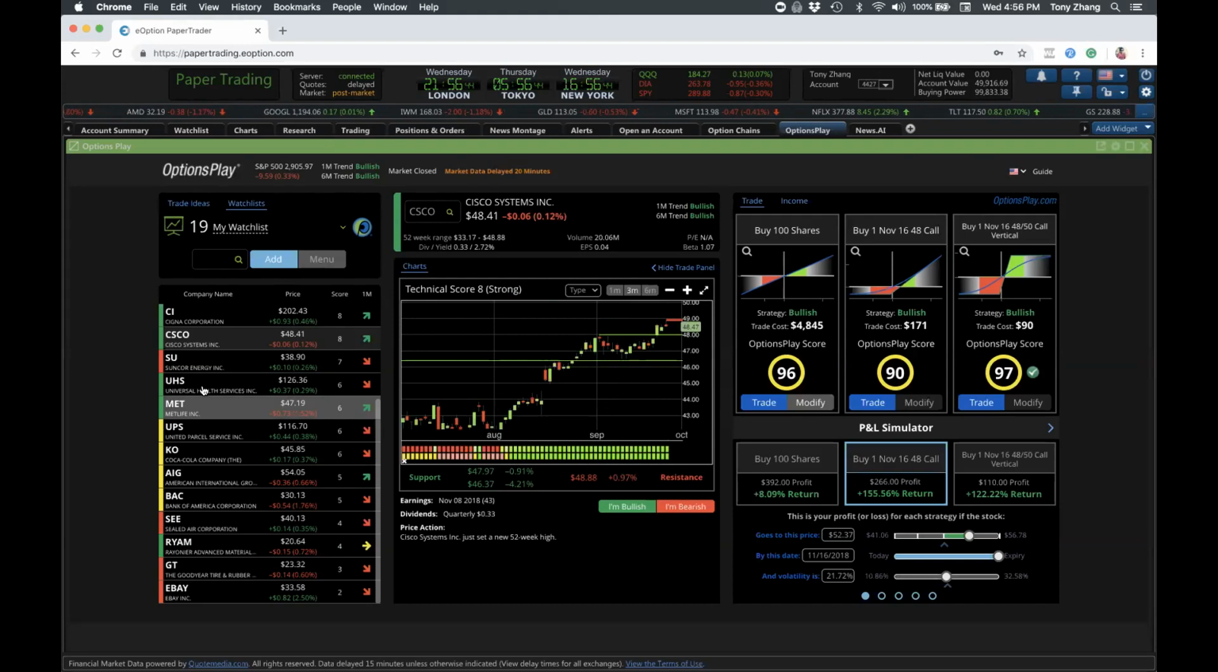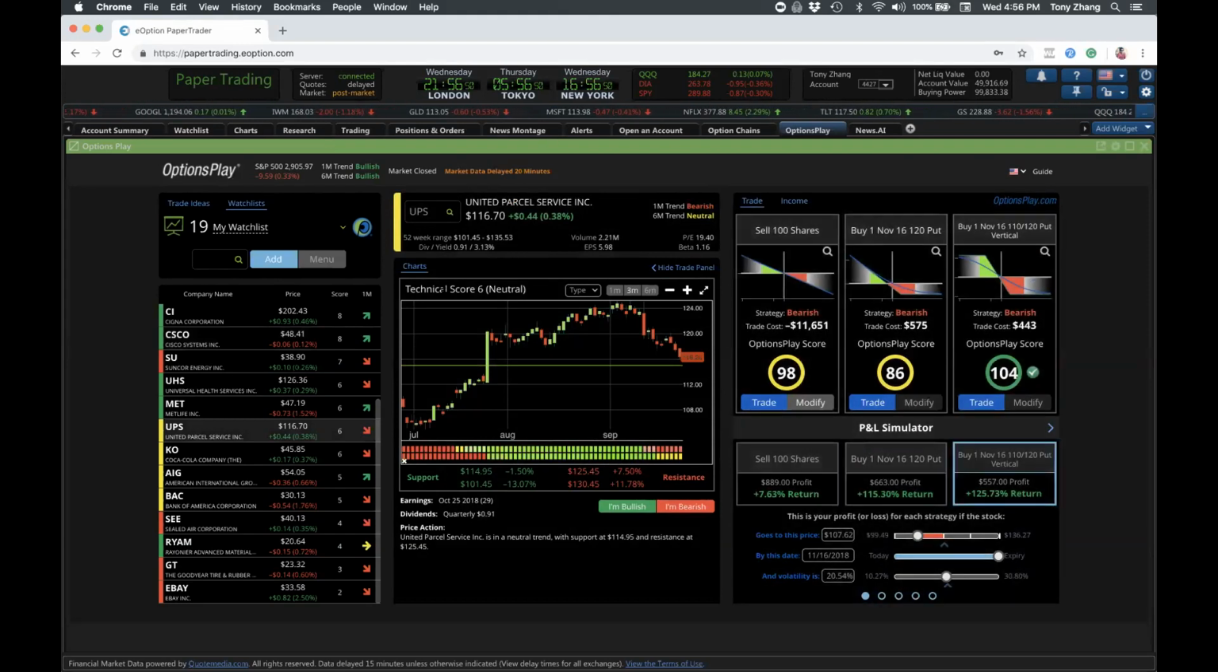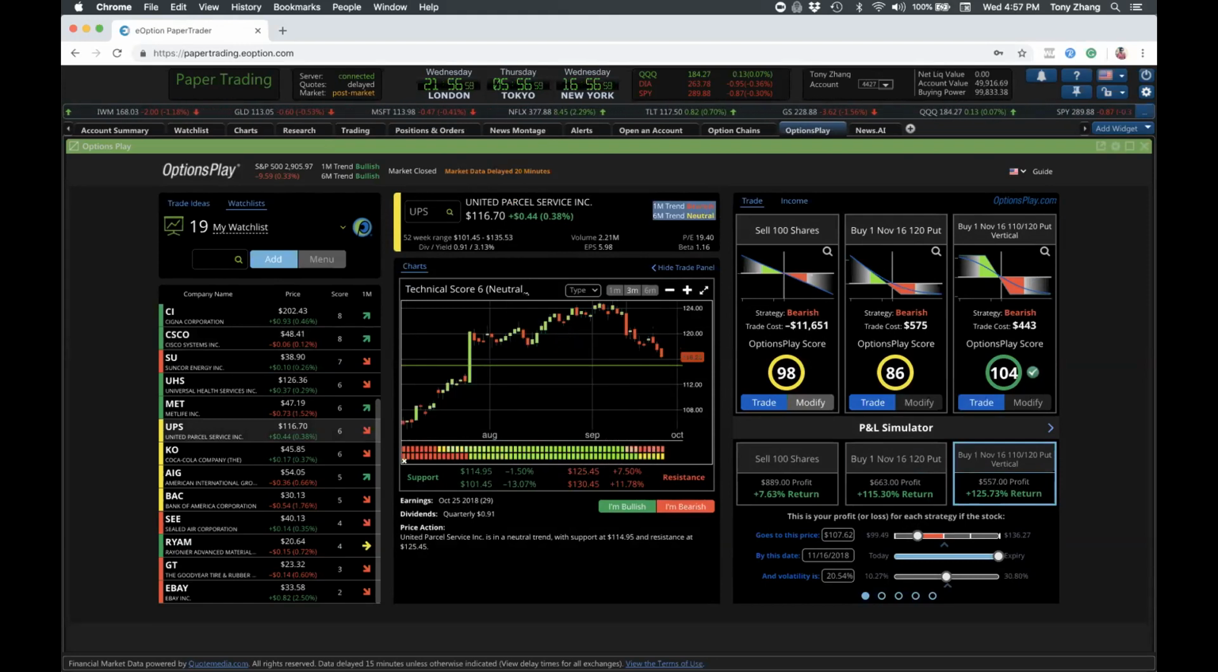So this really allows you to type in any stock and quickly get a feel for what's going on with the stock. So UPS, it's got a score of 6, a relatively neutral stock, and you can see the 1-month and 6-month trend is bearish and neutral. So not only do you see that this is a neutral stock that's starting to trend a little lower, you can see how that price action has changed over time.